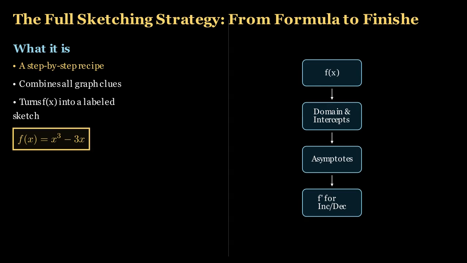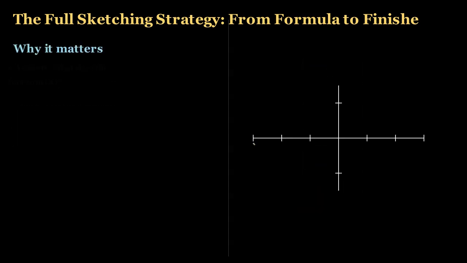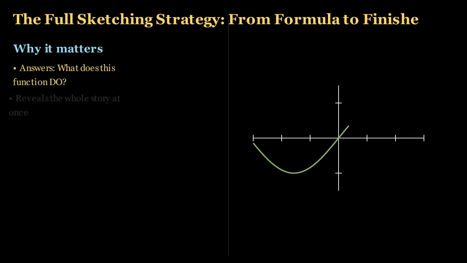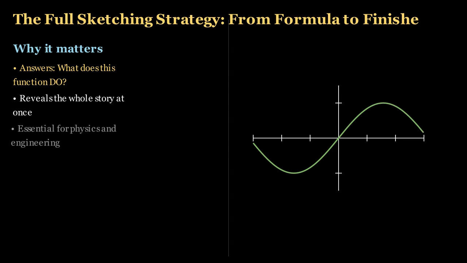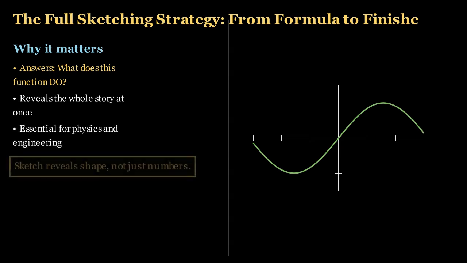Because a graph isn't just a wiggly line, it's the answer to the question, what does this function actually do? If you only know a function is increasing, you don't know if it's curving gently like a hill or shooting up like a rocket. If you only know it crosses the x-axis, you don't know if it turns around there or just keeps going. The full strategy reveals the whole story at once.